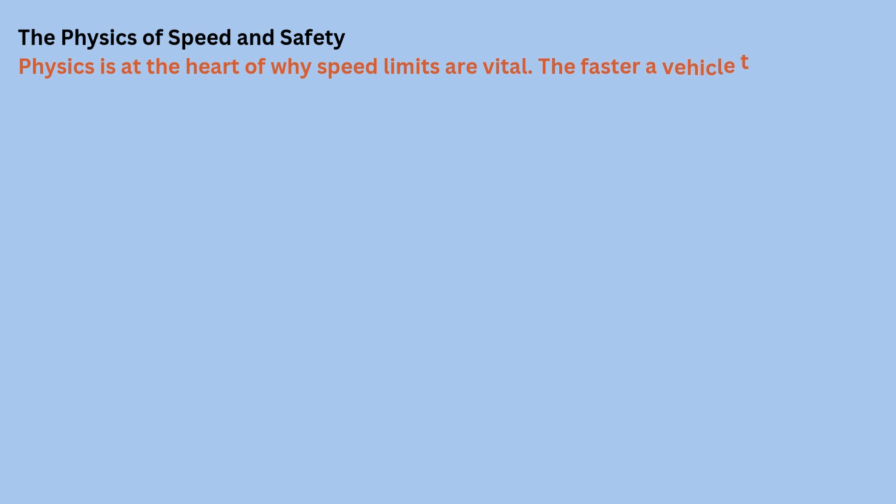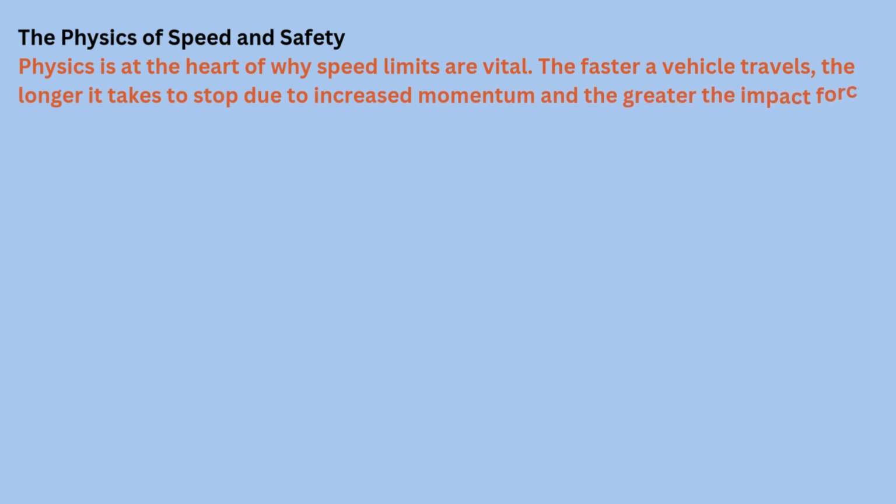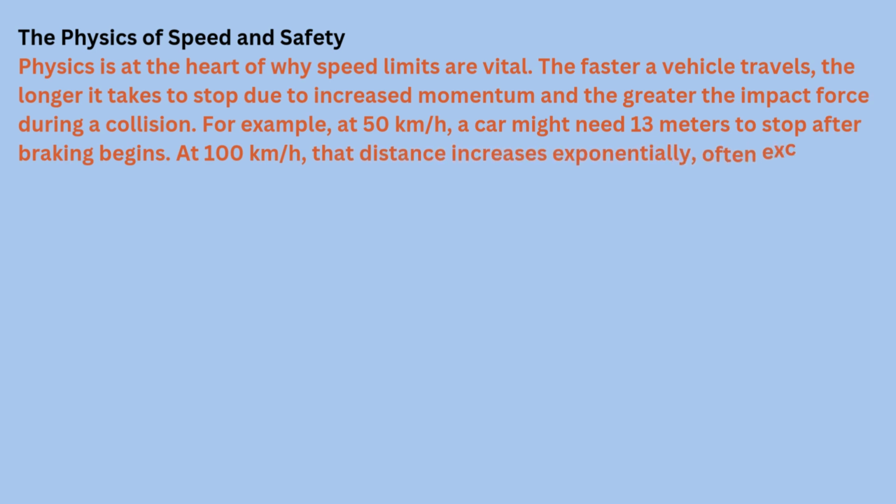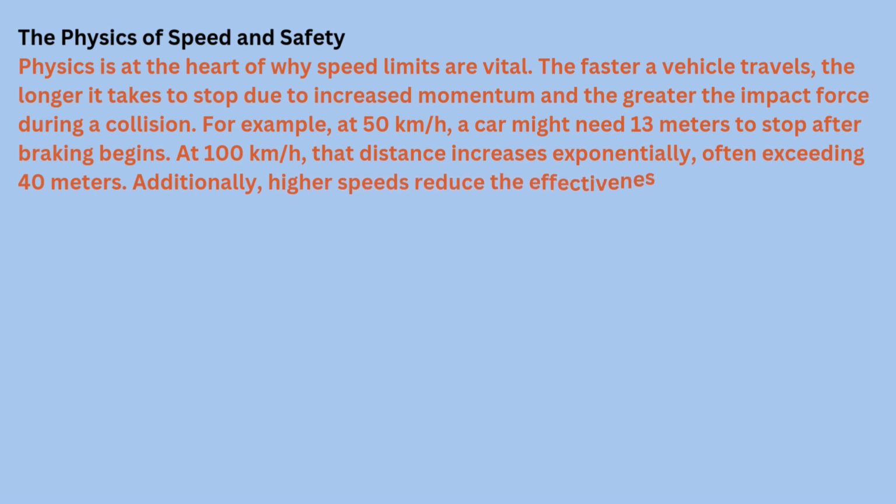The physics of speed and safety. Physics is at the heart of why speed limits are vital. The faster a vehicle travels, the longer it takes to stop due to increased momentum and the greater the impact force during a collision. For example, at 50 kilometers per hour, a car might need 13 meters to stop after braking begins. At 100 kilometers per hour, that distance increases exponentially, often exceeding 40 meters.